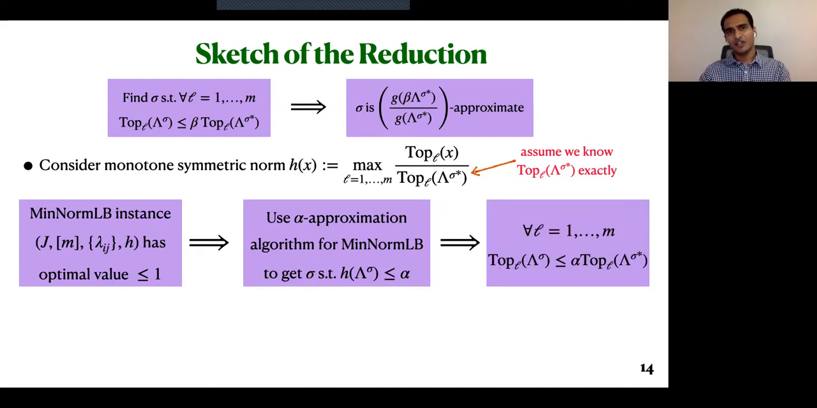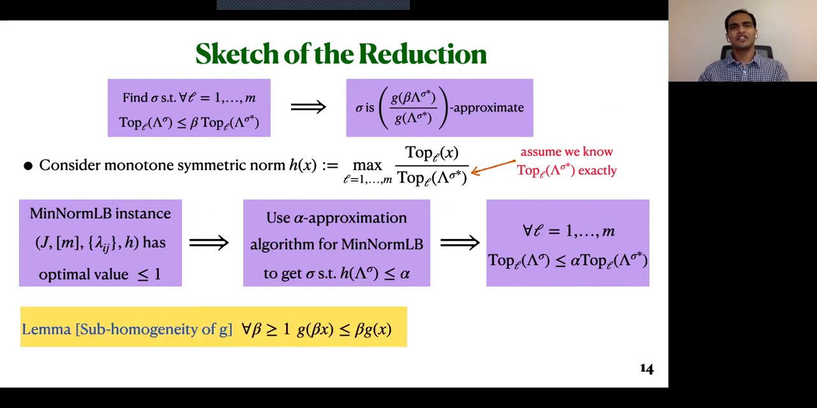Using the definition of h, we have that for any L, the top-l norm of the lambda load vector is at most alpha times the top-l norm of the optimal lambda load vector. It turns out that the function g is subhomogeneous. That is, for any beta larger than 1, g of beta times x is at most beta times g of x. Overall, this gives us an alpha approximate solution for the given Poisson min-norm load balancing instance.